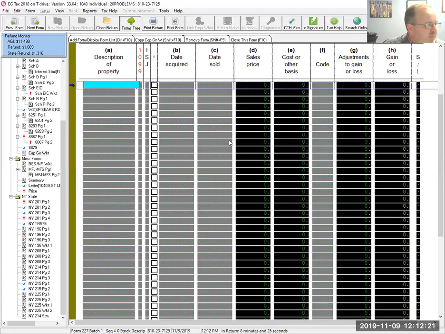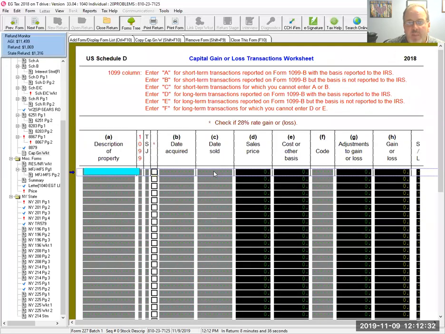One little point of fact, well, I'm jumping ahead here. When you get to this, I don't know why it always opens this way. I've asked everybody and nobody seems to be able to answer. But as soon as you get to this, I want you to scroll up, because as you see up here above this, we have letters: short-term, long-term, basis reported, basis not reported, and neither apply. And we're going to have a column for that.